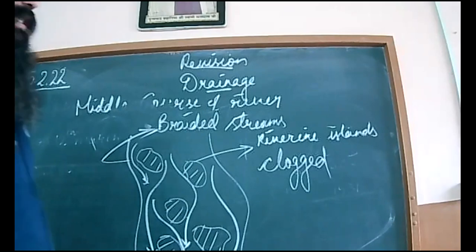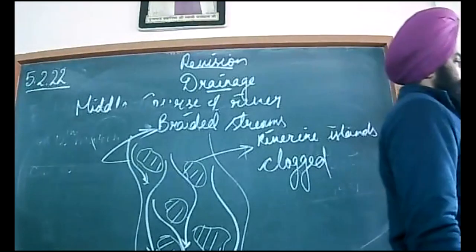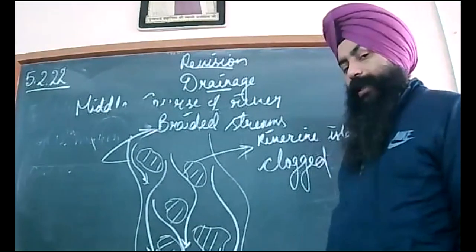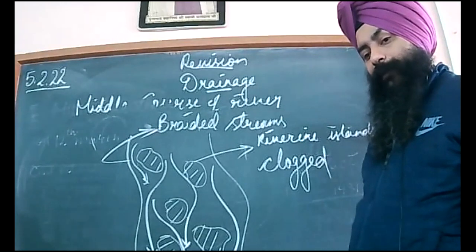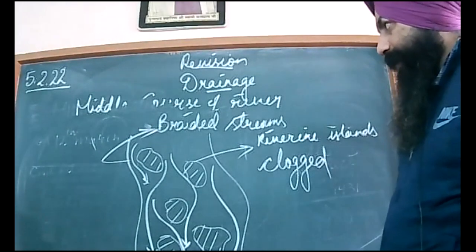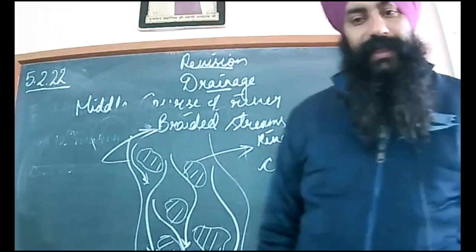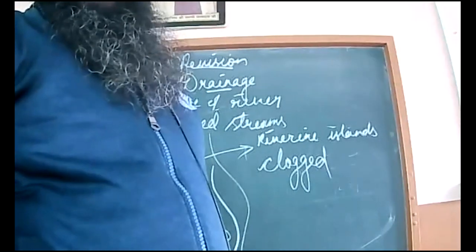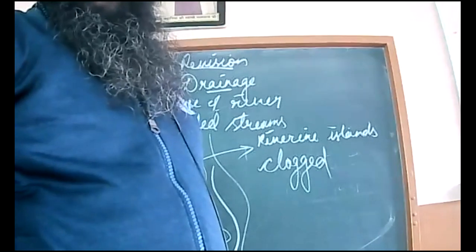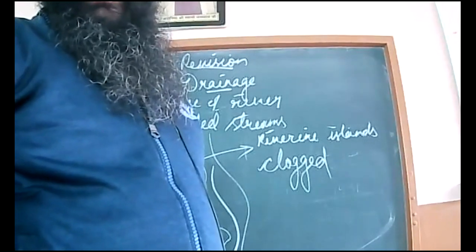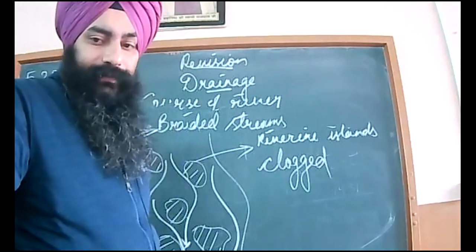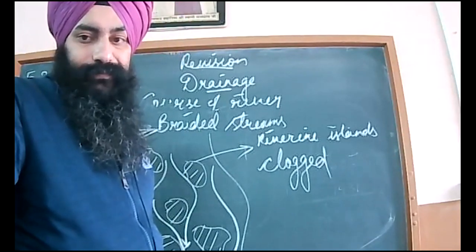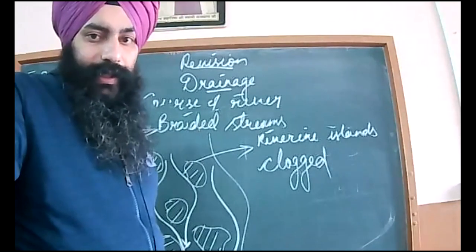When river water flows around riverine islands deposited by the river in its course through the deposition of boulders, the result is braided streams. The Brahmaputra in Assam makes braided streams. Clear? Till there, any questions? Any queries?